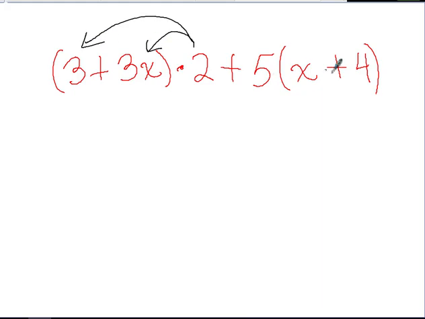Same thing for this parentheses. I can't add x and 4 because they don't have the same last name, but I do have the 5 attached, so that's multiplying 5 by x and 5 by 4. So I'm going to do that one step at a time.